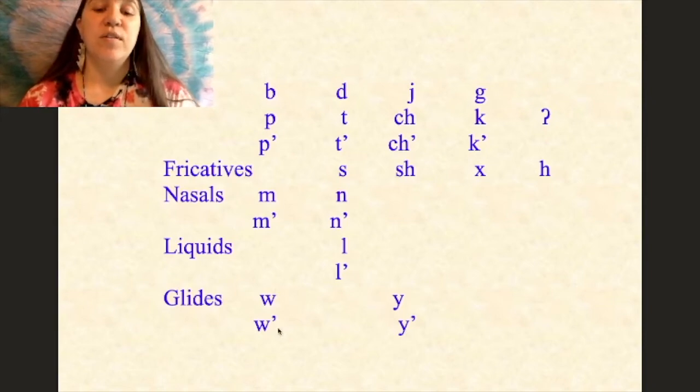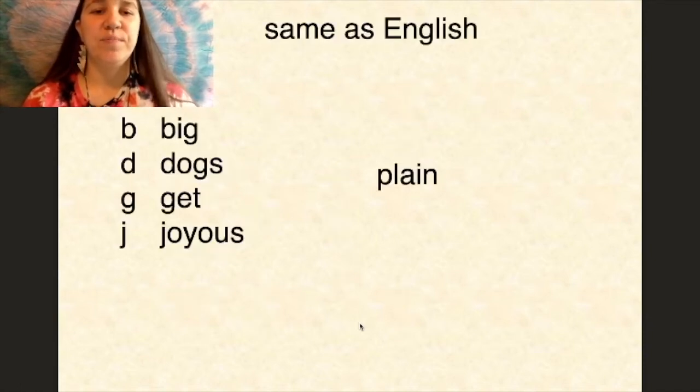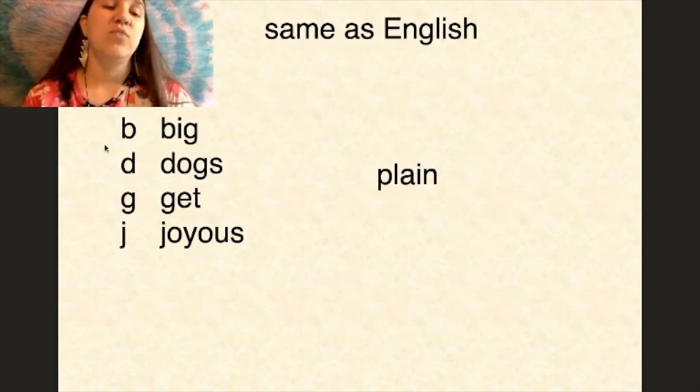These are a lot easier to say when I have a vowel in the front, but we'll come across more of these words later on as we go over the sounds of these consonants. So let's go ahead and see some examples. Again, some of these plain consonants would be b, big, d, dogs, g, get, j, joyous.